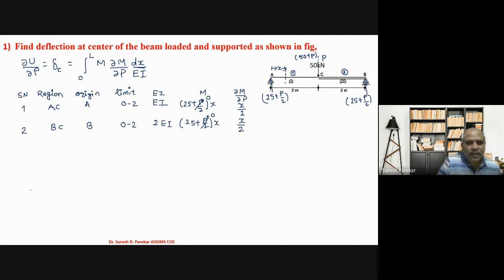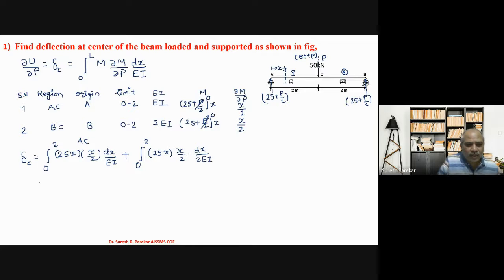Now as P is a dummy load, we are going to get this value as 0, and then we will put delta C is equal to, so we have first region 0 to 2, then M we have 25x into ∂M by ∂P we have X by 2 and into dx upon EI. So this is the first region, region AC, plus we have the second region BC, and that will be 0 to 2. So we have the same term, only change we have is 2EI, so we have dx upon 2EI.